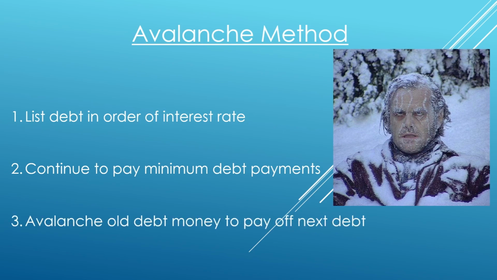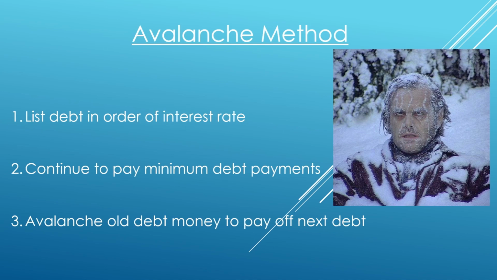And like before, you'll throw your excess money at the first item on the top of the list, pay that off, take all of your extra money that you just saved by not having to pay that debt anymore, and add it to your excess payments that you're using to pay off the next debt. Work your way down the list until it's finished.